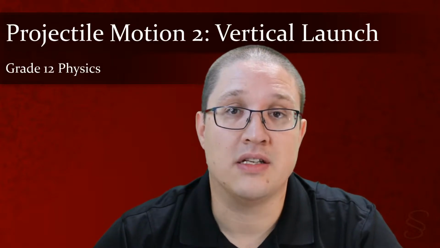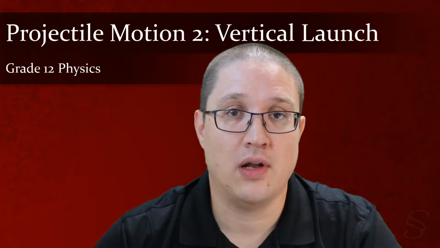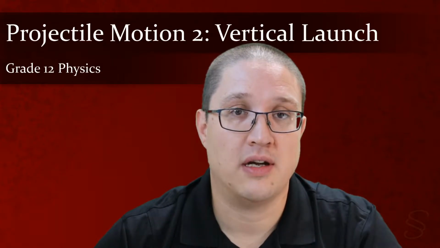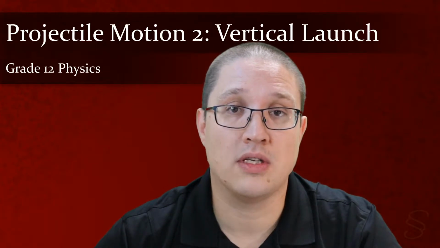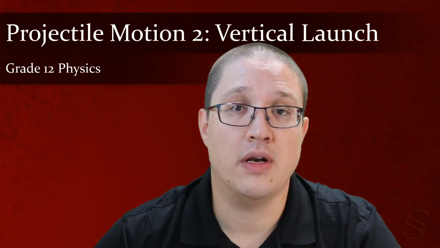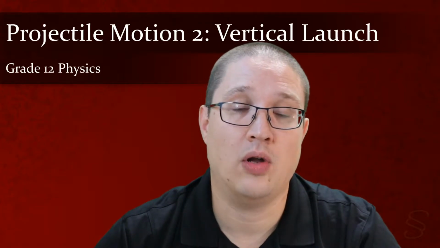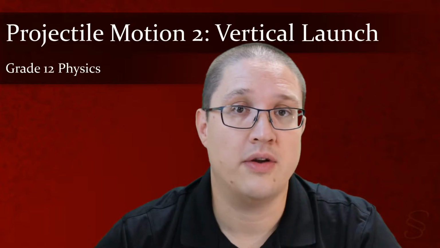The second type of projectile motion question, just making it one step more complicated, is if I give you an initial vertical velocity for a projectile. We're still ignoring any horizontal travel, but if I give you an initial vertical velocity and say how long does it take to hit the ground, we can now do stuff with that.